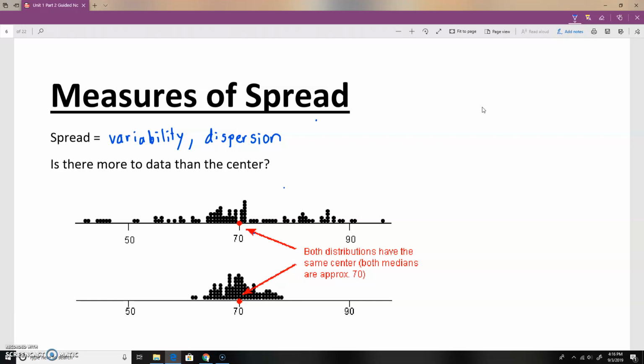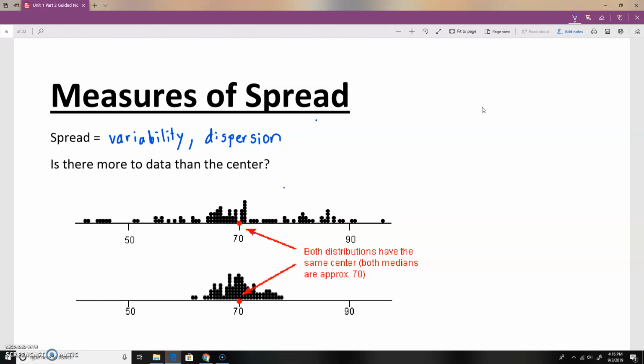Alright guys, in today's video we're going to be looking at what's called measures of spread. Spread is a little bit different than just the measures of center, and the spread talks about the variability or the dispersion of a set of data. So if you look at our question here, is there more to the data than the center? You'll see both these data sets represented by these dot plots here.